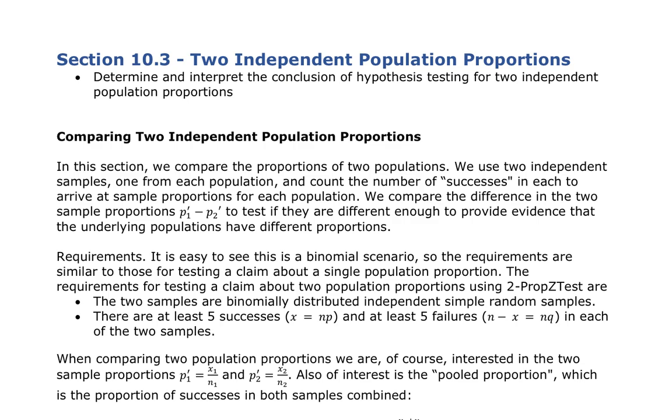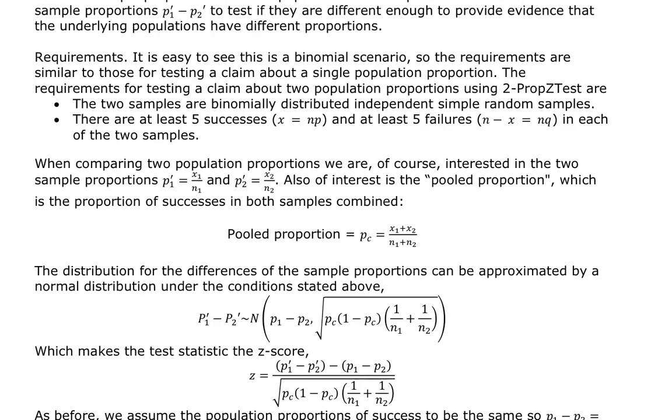Now when we are doing this, we do a pooled proportion. We call it p sub c. This will be the sum of the successes of each sample divided by the sum of the sample sizes. So again, this is something that we will need to put into our spreadsheets so that we don't have to do that calculation each and every time.